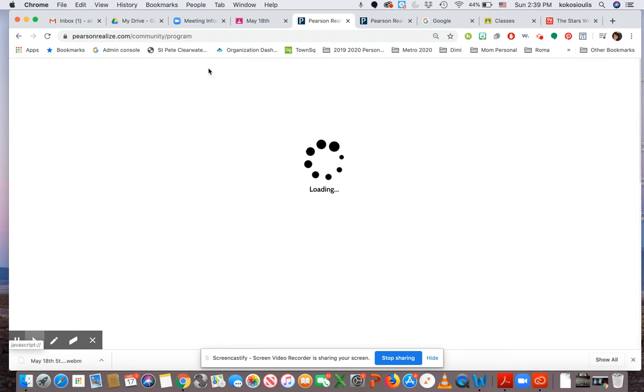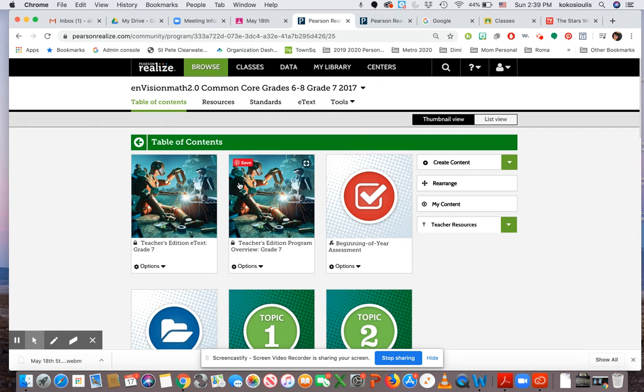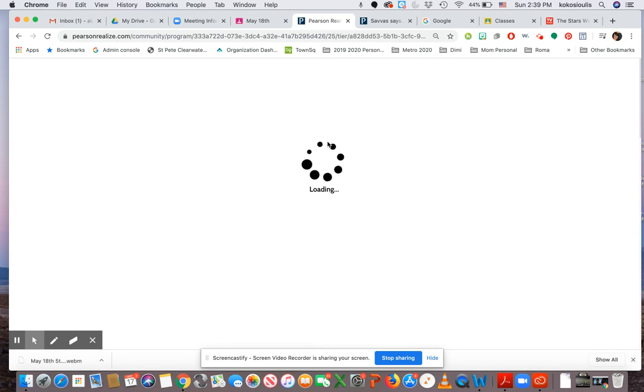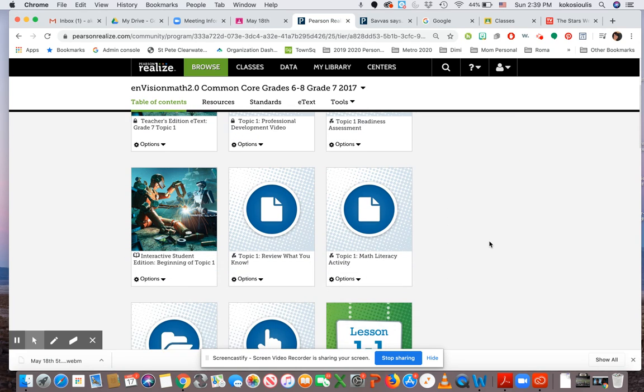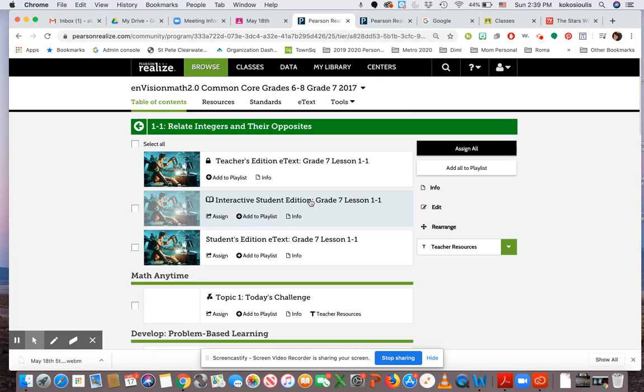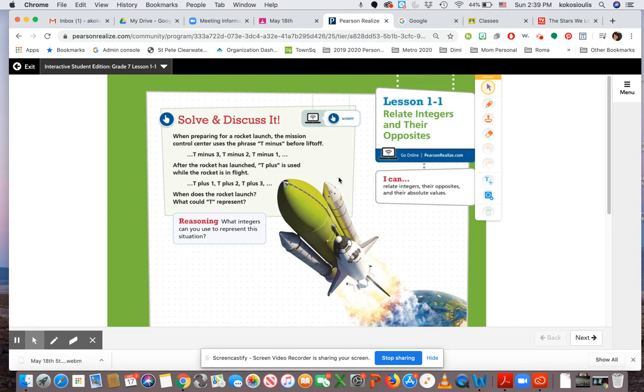Okay. And what you're going to see is you're now in the seventh grade book. So the seventh grade book looks like this, and it's topic 1. And I'm going to show you lesson 1-1. You can see here, we're going to click on it and let's start it. Again, I'll post a screenshot of the page that you need to do so you don't have to search for it. Okay, today what we're going to do is relate integers, their opposites, and their absolute values.